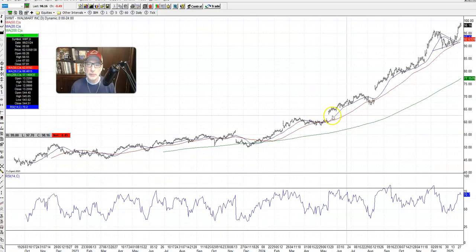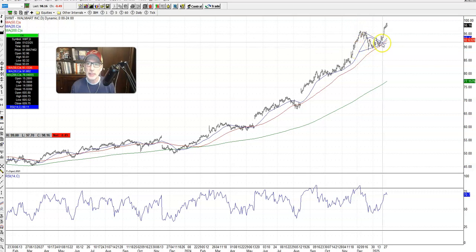Walmart, here's another good congestion pattern right here. Tight, and blast out to the upside. Typically, the stock will blast out in the direction from where it was coming. It was coming from moving upwards, congest for a little bit, and then continues up. If it had been moving down, congested, most likely it would continue to the downside.